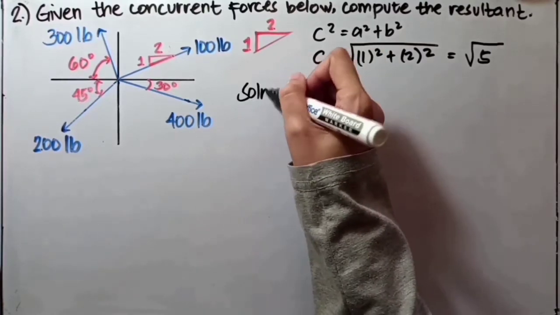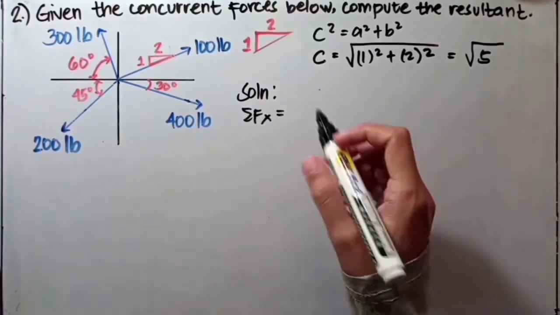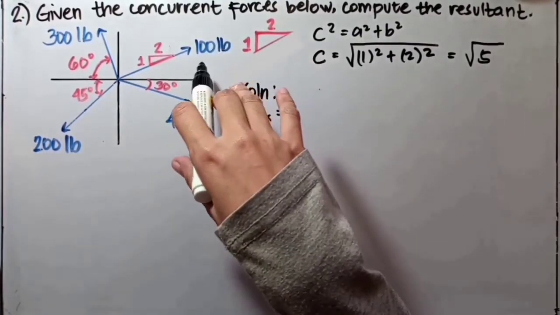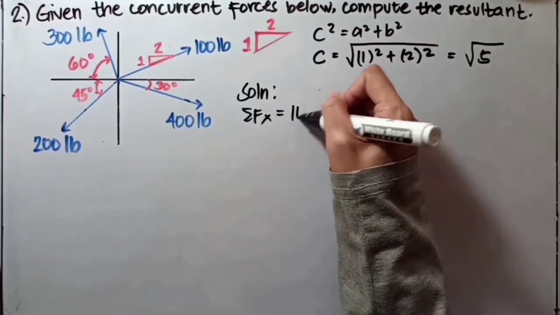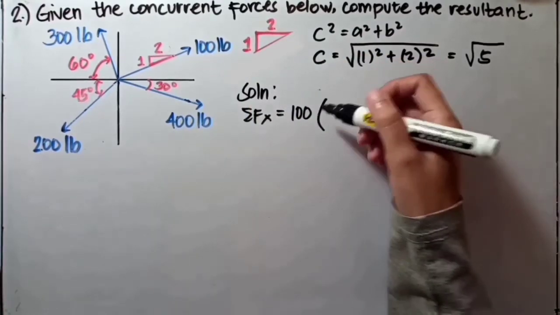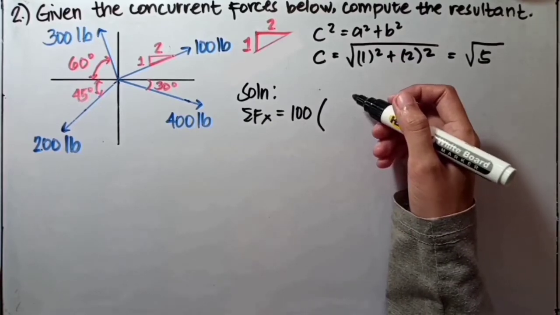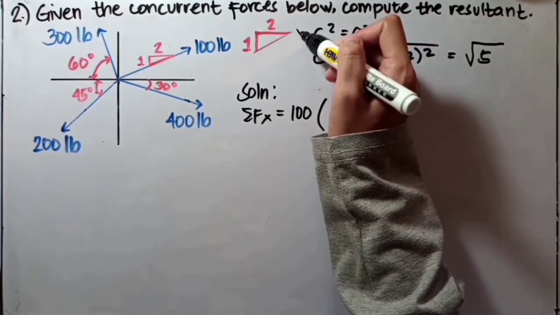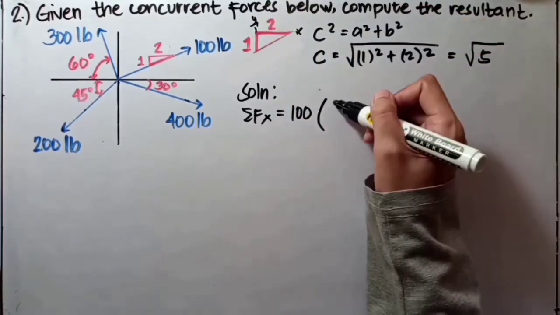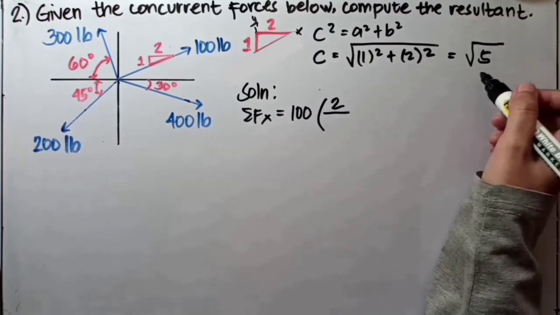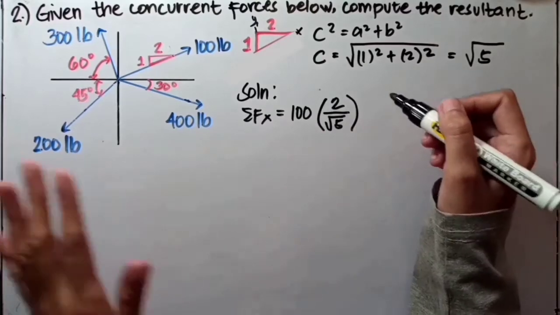So, solution. For summation forces x muna tayo. So, for summation forces x, magsisimula na muna tayo dito sa right part ng quadrant, ng first quadrant. So, 100 pounds ay ang imumultiply natin sa 100 ay ang x-axis slope divided by the hypotenuse. So, ang x-axis slope nito is itong 2. So, itong x-axis and then ito ang y-axis. So, ang 2 divided by the hypotenuse which is the square root of 5. Yan yung purpose nung the square root of 5 sa solution natin.